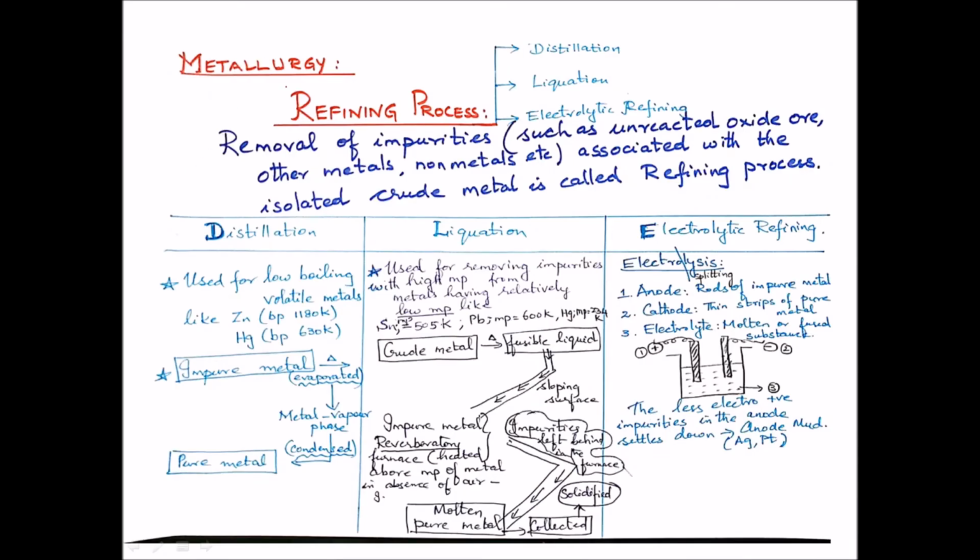Let us discuss the refining processes in metallurgy, which involves various methods, of which we will see distillation, liquation and electrolytic refining today. Let us see what refining is. Removal of impurities such as unreacted oxide ore, other metals and non-metals associated with the isolated crude metal is called the refining process. Refining of crude metal gives the metal in its purest form.